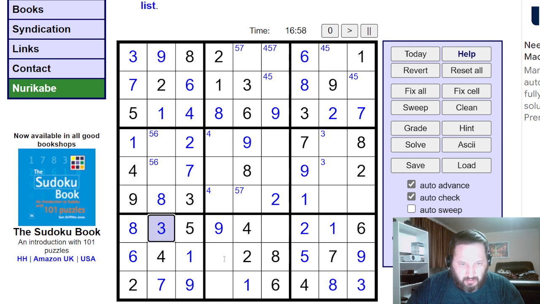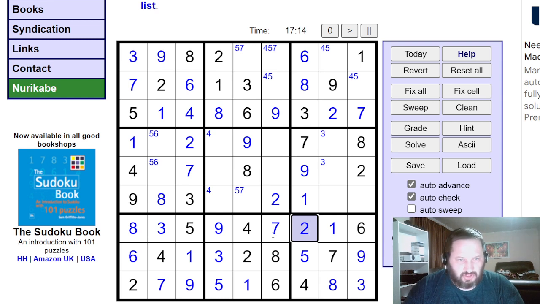Okay, so now in this center cube here, we need a 3, okay, but it can't be here, and it can't be here. So there's our 3, 1, 2, 3, 4. We need a 5. Can't be in the top because of that one. So there's our 5, 6, and we need a 7. There we go. Okay. Alright, so now we are just chugging along.